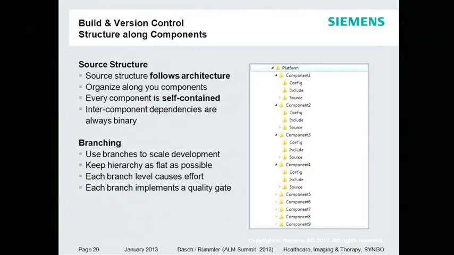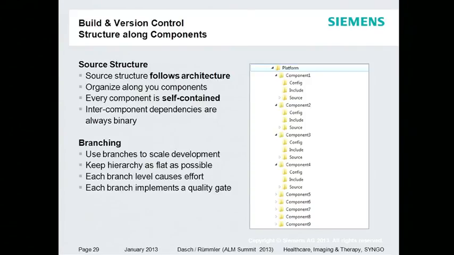Second thing is, how do you organize branching? Some might ask, is there a silver bullet for how to do branching? No, there isn't. Take a look at the branching guide at Codeplex, and you have to figure it out on your own. So use branches wisely. We use branches to scale our development, to isolate development efforts, and to apply quality gates to branches. And my lesson learned is, please avoid deep branch hierarchies, because every branch comes with cost.